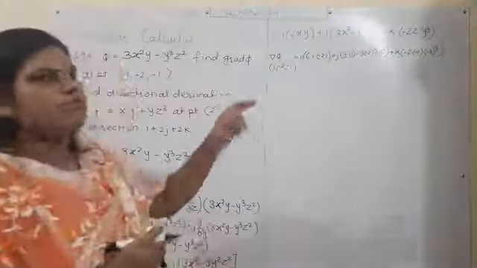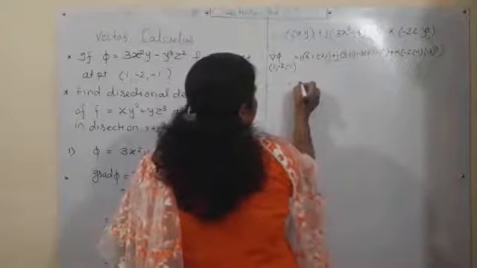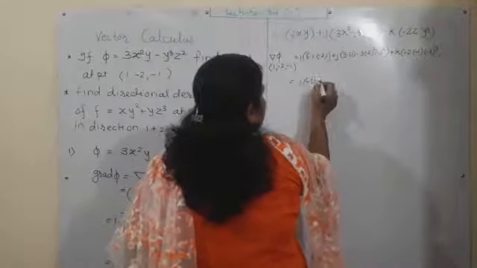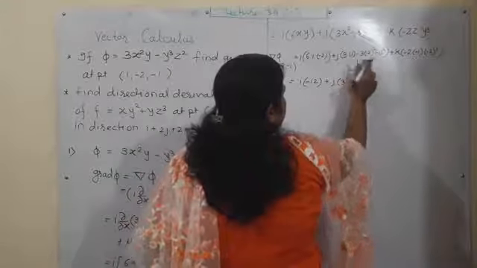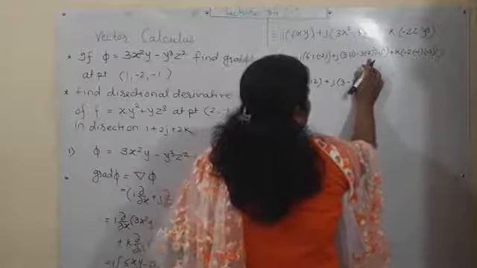In this way we put all the values of x, y, z here, so that is equal to i. Here it is 6 into minus 2, that is minus 12, plus j, here is 3 minus 3 into minus 2 whole square.